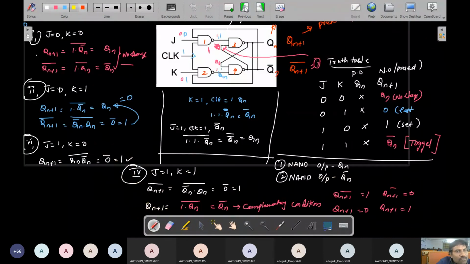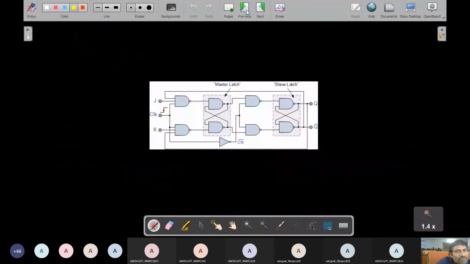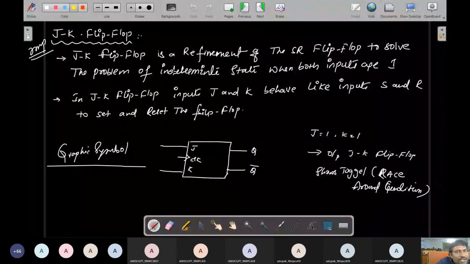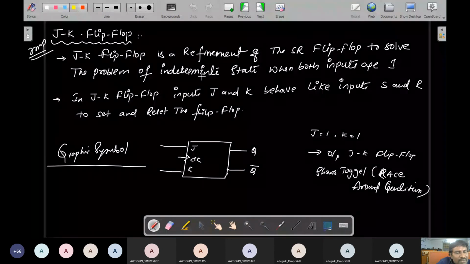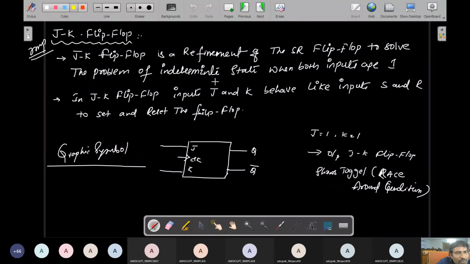So everybody understand what I'm saying: the JK flip flop is designed to avoid the undetermined situation in the SR flip flop. So the JK flip flop was invented because of this indeterminate state. What is the indeterminate state? The SR flip flop cannot explain the state, and we simply call it the indeterminate state. To avoid this indeterminate state, the JK flip flop is designed.